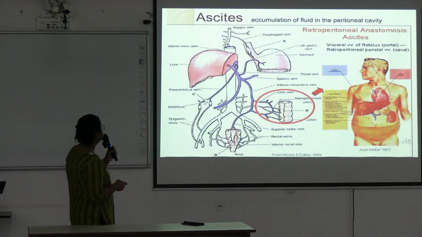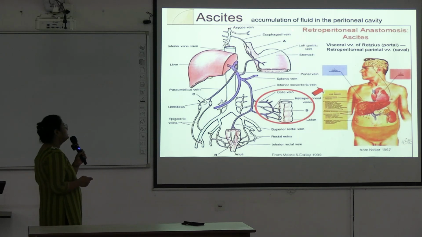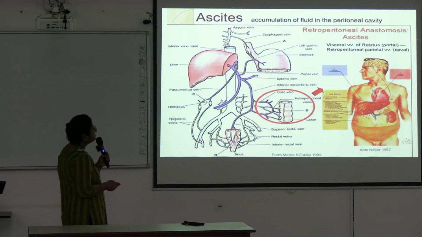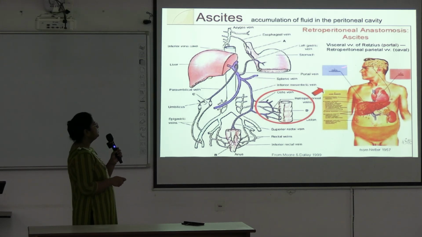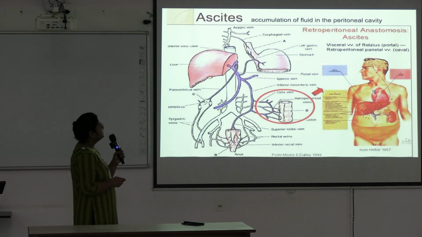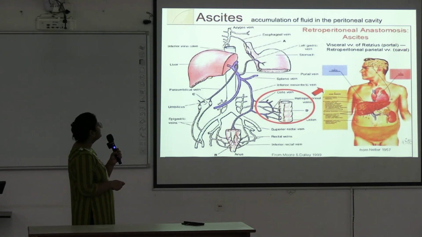Next is ascites. Ascites is accumulation of fluid in the peritoneal cavity. This occurs due to retroperitoneal portocaval anastomosis. Here the visceral veins of Retzius, which are portal system, and retroperitoneal parietal veins are anastomosing in the posterior abdominal wall here. The colic vein and retroperitoneal vein, all these are anastomosing.